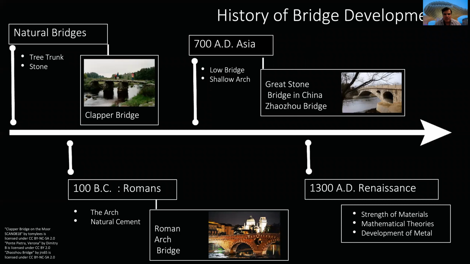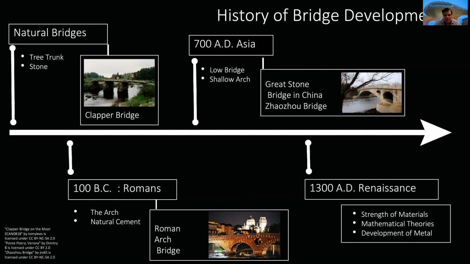And the first of them is history of bridge development. Bridges start with natural bridges like a tree trunk or stone that people were using in order to pass from one side to another side of a river. This is, for example, a clapper bridge that is made out of stone and allows people to pass from one side to the other side of the river.